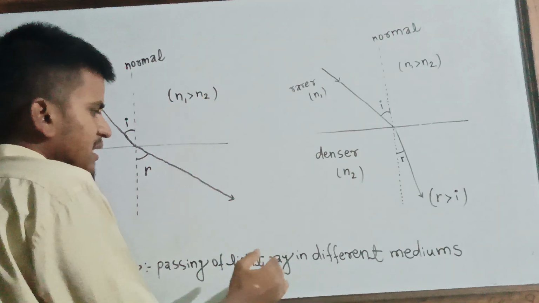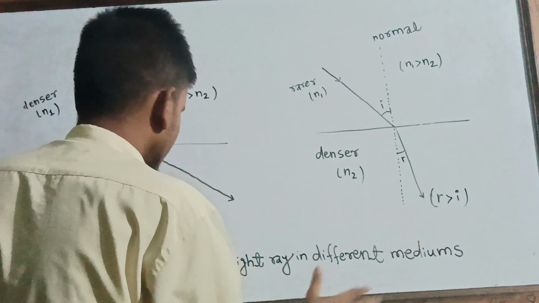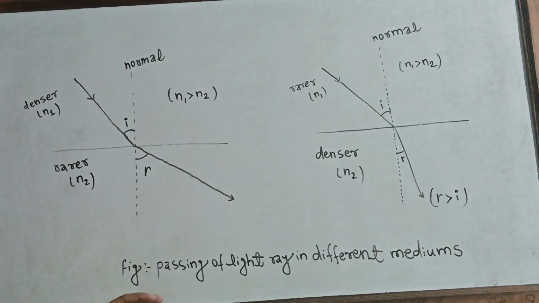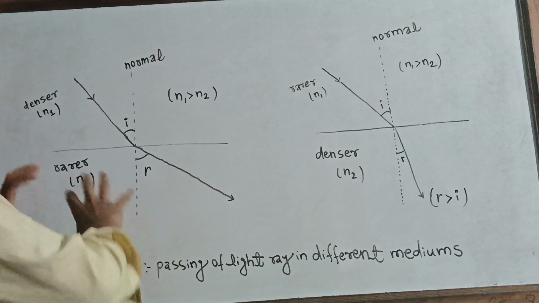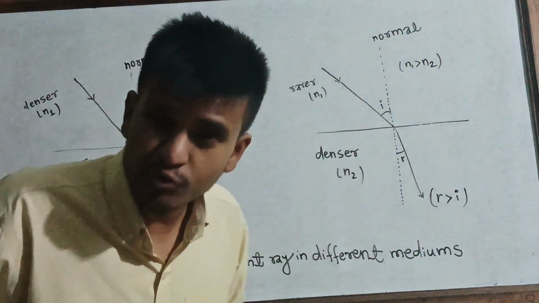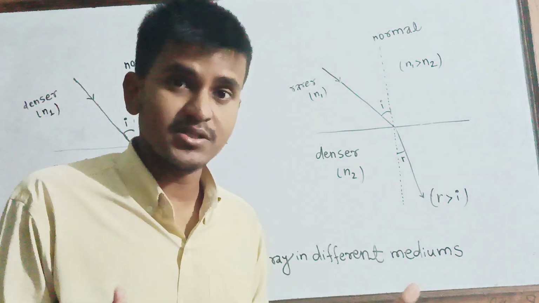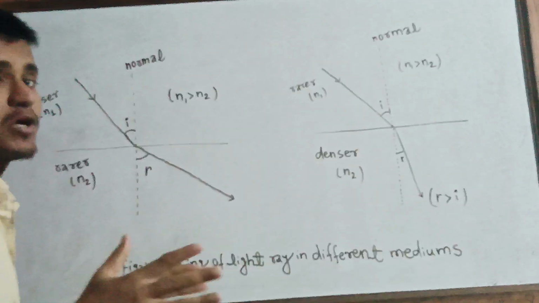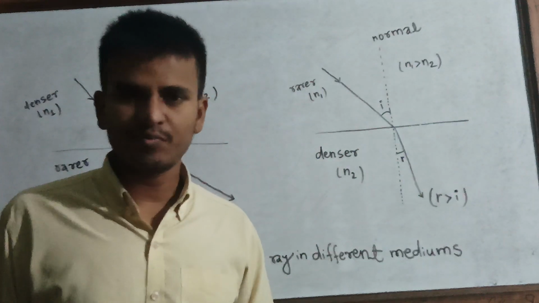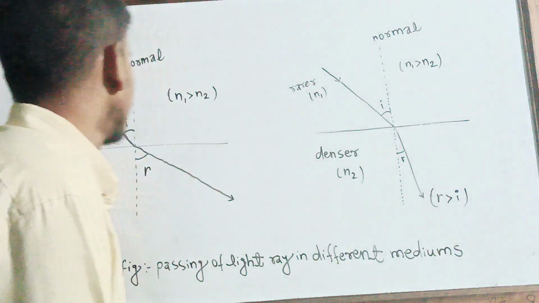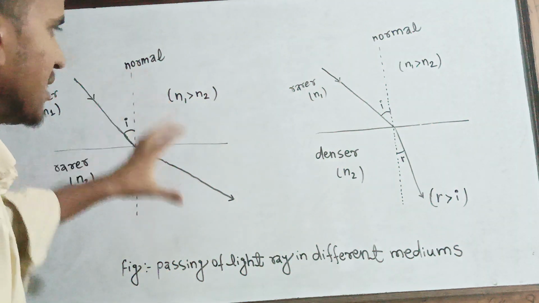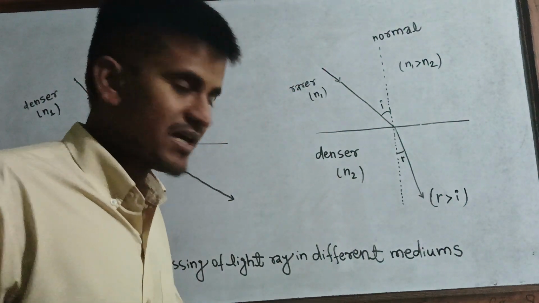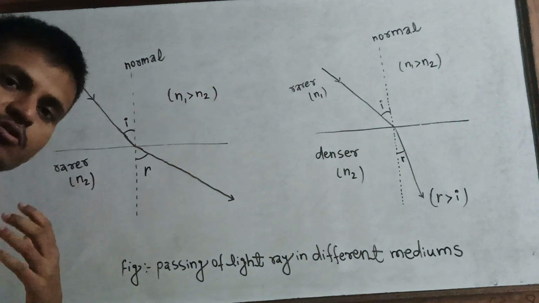So the passing of a light ray in different mediums I have shown by a schematic diagram, and in this light chapter everything should be illustrated by figures, only then your concept will be clear. Otherwise you can memorize it but you won't be able to understand it. This will enhance your understanding, because this will help us to visualize.